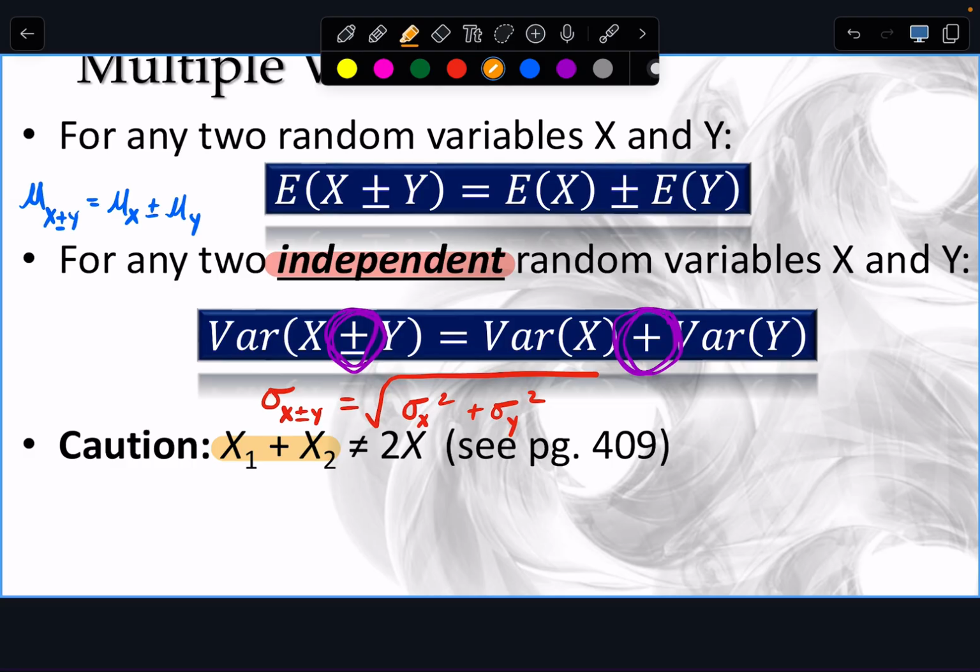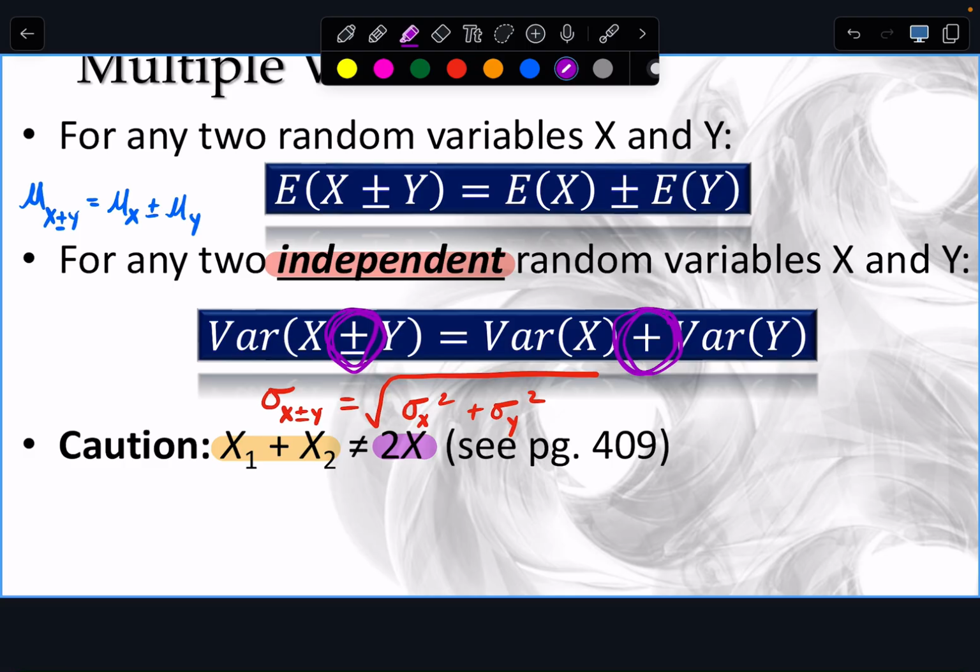Now in algebra, when I take 1x plus another x, we can just combine that and say that's the same as 2 times x. With random variables, that does not apply. If I take 1X plus the other X, it does not equal 2X. On the left side, X plus X is a combination of variables. On the right side, 2X is a linear transformation. And the formulas are not the same.